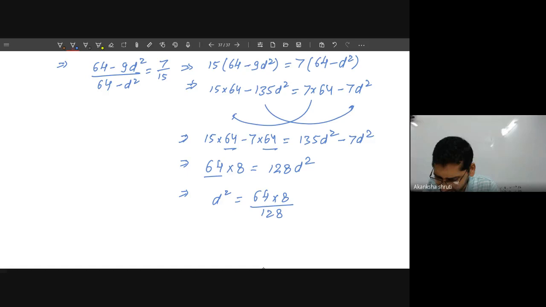Can I cancel it directly with the 8? It appeared to me I can cancel. 8 is one time, then 4, and then 16. मैं अब इसको इससे कैंसिल कर सकता हूं. हाँ, बतलाइए. So what is the d? D is plus minus under root of 4. So d value is either 2 or minus 2.